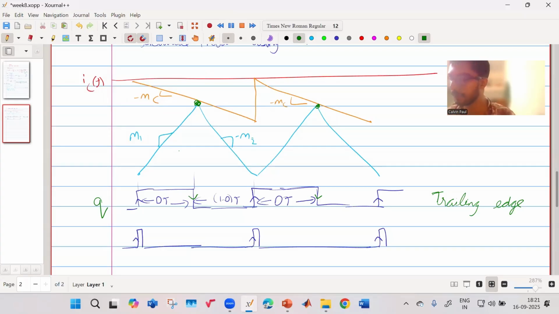All right. So this is your set pulse. It tells you when to turn on, when the inductor current will start rising. And what is your average value?